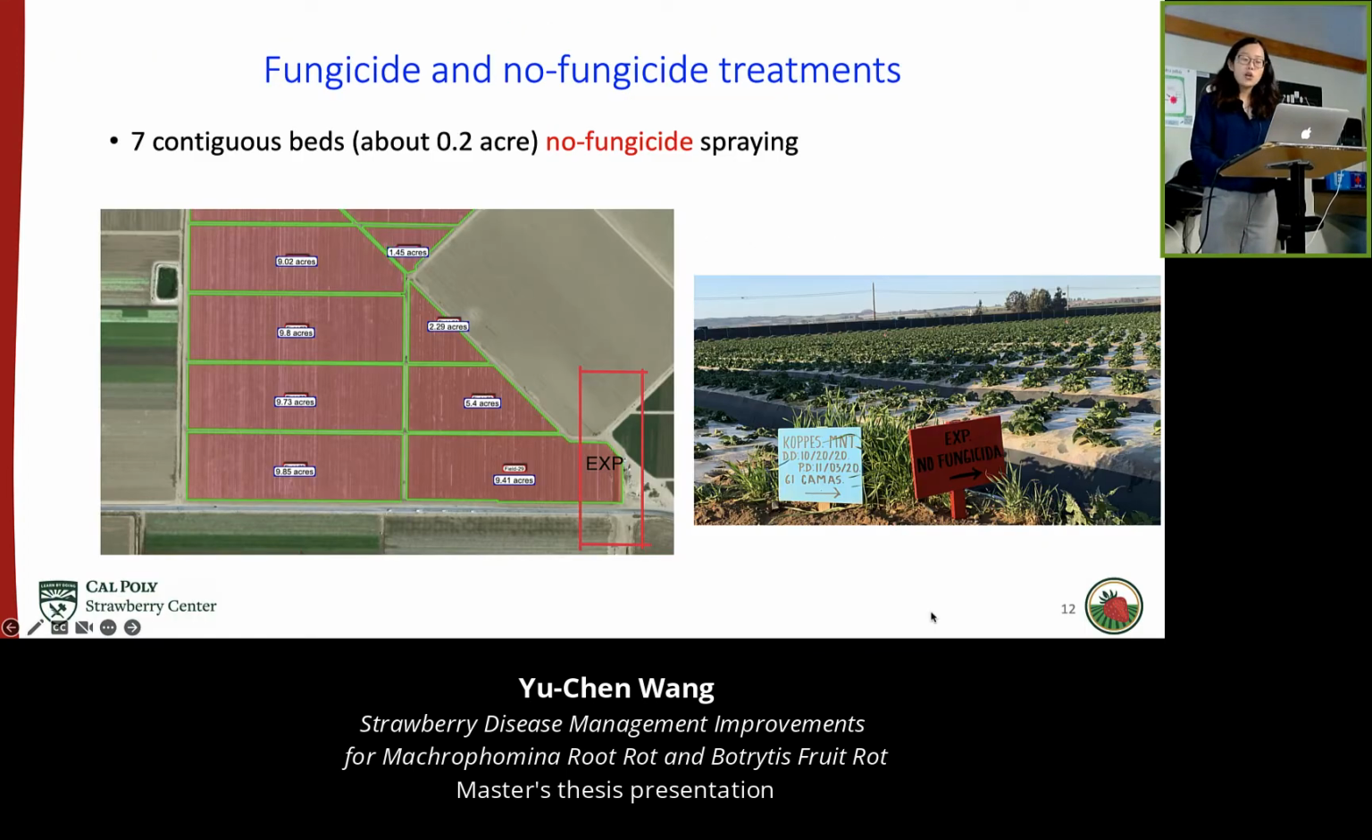In each field, the grower saved 7 beds, which is about 0.2 acre, where they don't spray any fungicide targeting Botrytis fruit rot for strawberry. And the rest of the field is under their standard practices.